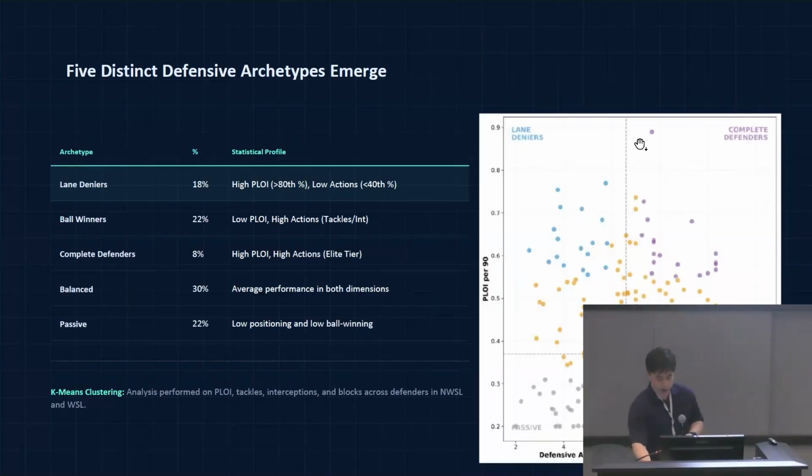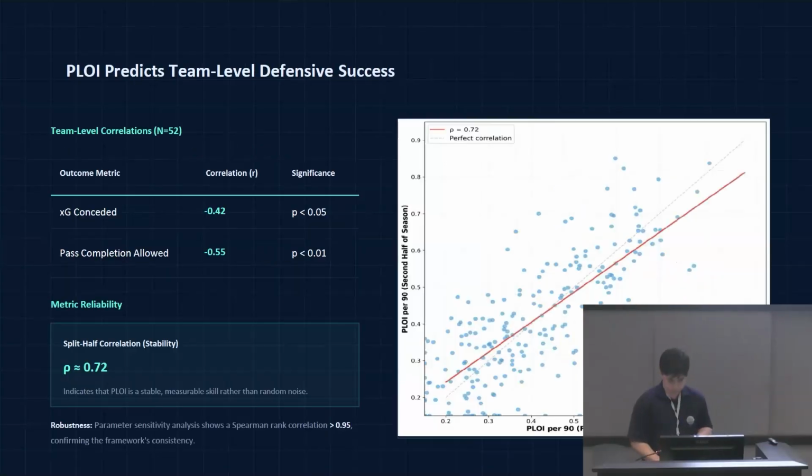Once you have PLOI and traditional defensive actions together, you can actually see types of defenders instead of one blended defense rating. So I used some k-means clustering over PLOI plus tackles, interceptions, and blocks, and we had 5 archetypes emerge. The one I care most about in this presentation is lane deniers, about 18% of defenders, who had high PLOI and low event counts. That's exactly the kind of player that standard event-based scouting models might miss.